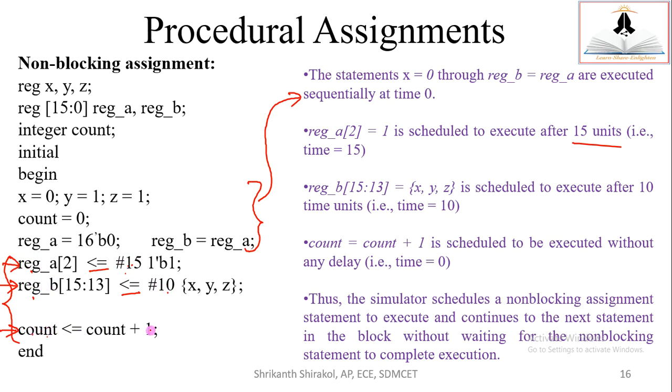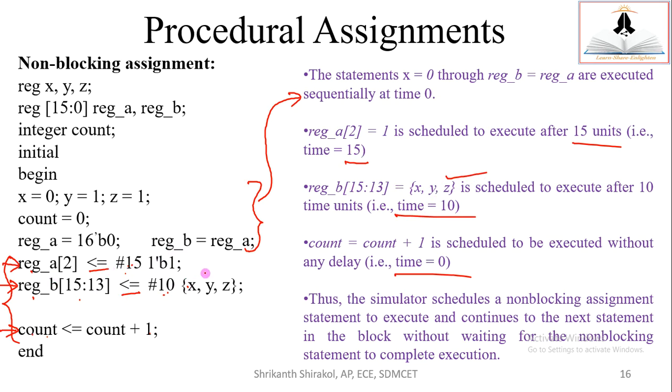Count will reach first, count will increment first. So you can see here, count = count + 1 is scheduled to execute without any delay. At time equal to 0, this will execute and complete its race. Then at 10 time units, this will complete its simulation execution. After that, at 15 time units, this will complete.